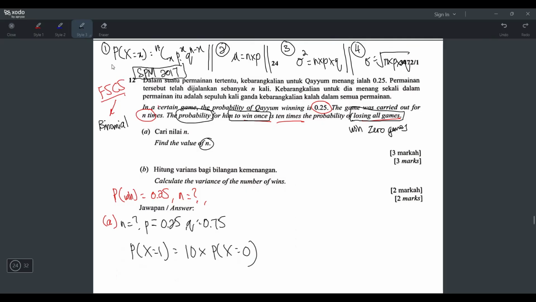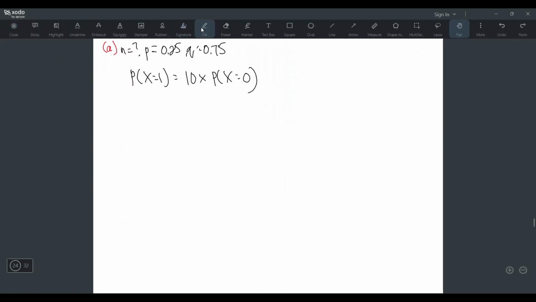So now I'll use this formula 2 times. One to find P(X = 1), another to find P(X = 0), and try to find n from there. Now it's time to use the formula. The formula is nCx, so it will be nC1. But you don't have the n, right? But it's okay, just write n and then brackets. The p and q we have.